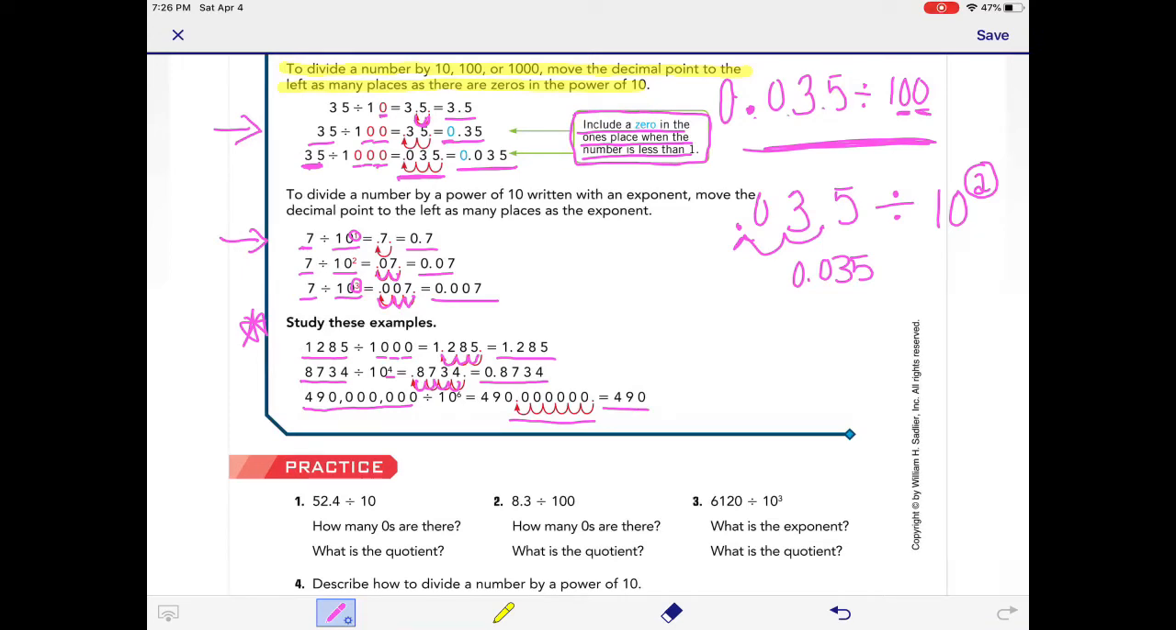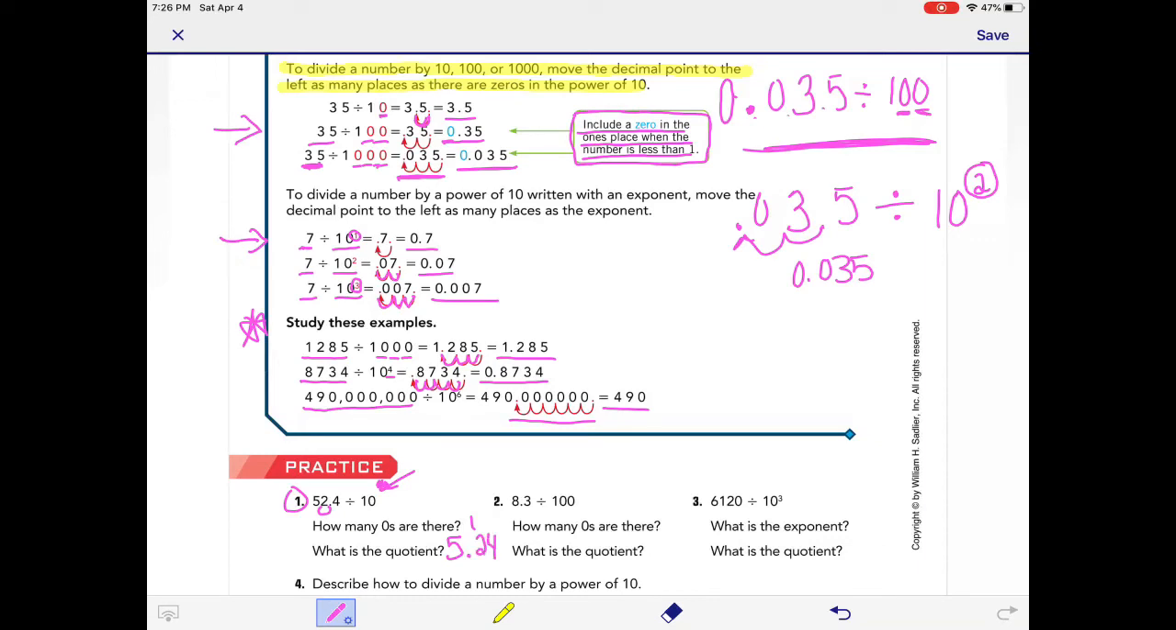All right, let's get to some practices. Number 1, 52 and 4/10 divided by 10. How many zeros are there? It's referring to this right here. There's 1 0. So we are going to move that decimal point 1 to the left. So from here over to there. So our new quotient is 5 and 24 hundredths.